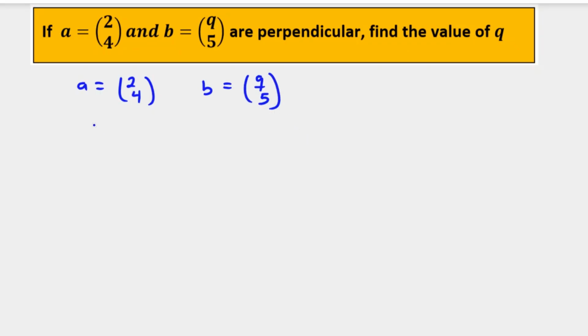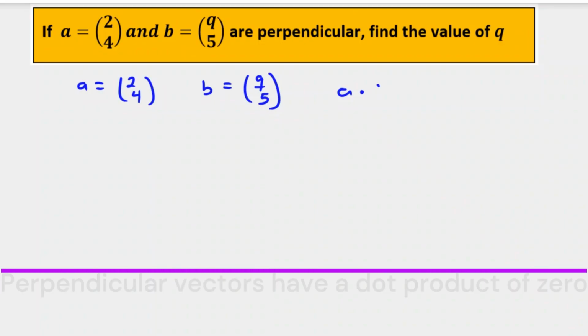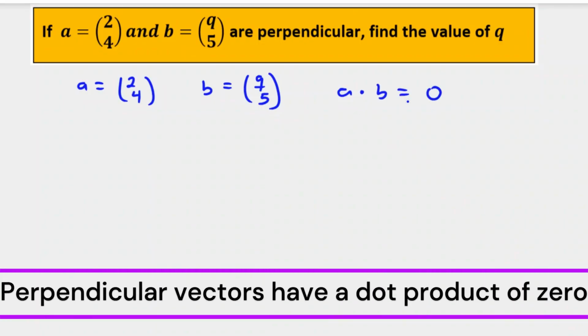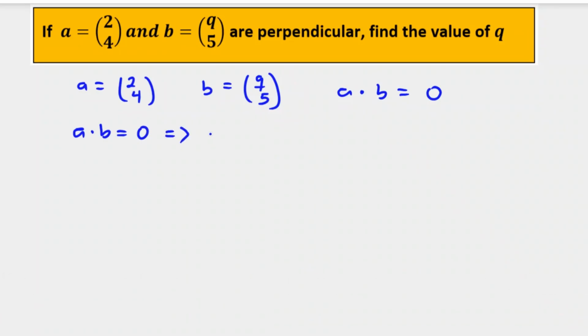The fact that they are perpendicular means that, let me write it here, A dot B is equal to 0. So I'm going to use this idea to find the value of K. A dot B is equal to 0, and this implies that the vector A, which has components (2, 4), dot the vector B, which has components (K, 5), should be equal to 0.